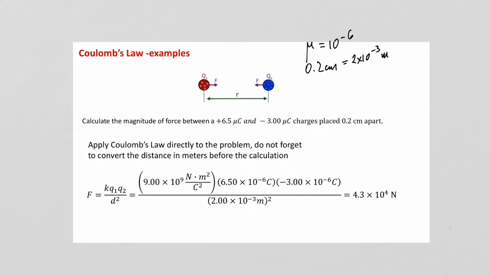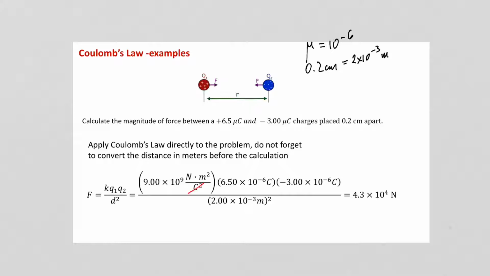Also, notice that in this electric constant, the length unit is in meters, but the distance between the charges is presented in centimeters. So therefore, this length must be converted into meters as well. So 0.2 centimeters is equal to 2 times 10 to the negative 3 meters. Now putting everything together in the formula here, I get 9 times 10 to the 9th newton meter square per coulomb square times 6.5 times 10 to the negative 6 coulombs times 3 times 10 to the negative 6 coulombs divided by 2 times 10 to the negative 3 meters to the second power.